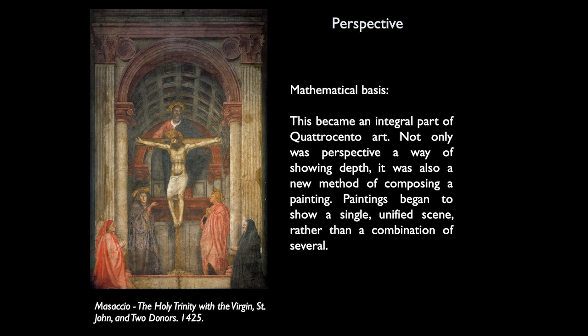This is actually the very first work on a two-dimensional scale that it was represented with. So this became an integral part of Quattrocento art. So not only was perspective a way of showing depth, it was also a new method for composing a painting. And paintings began to show a single unified scene rather than a combination of several.